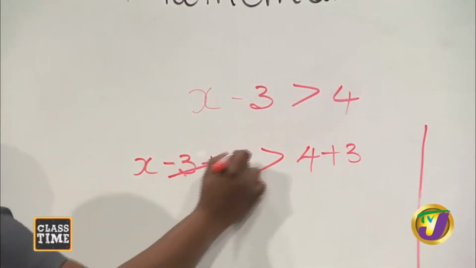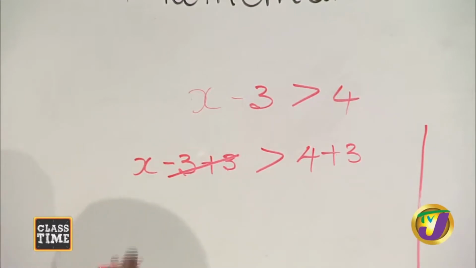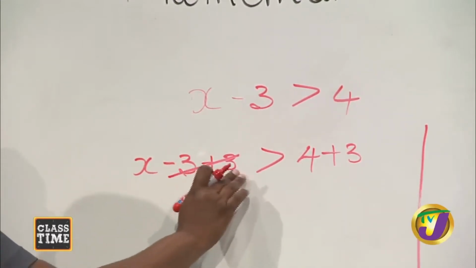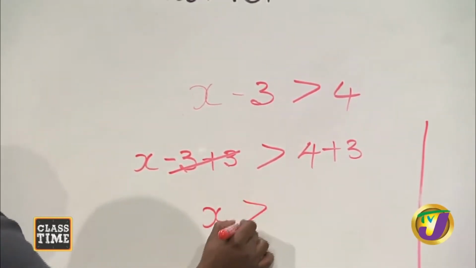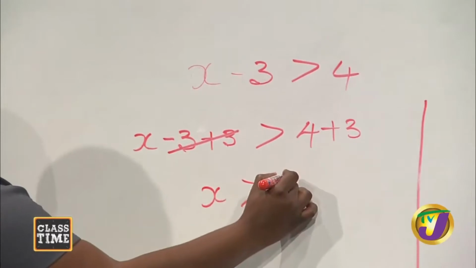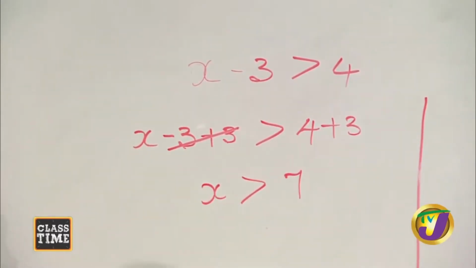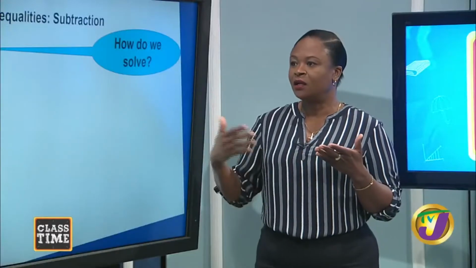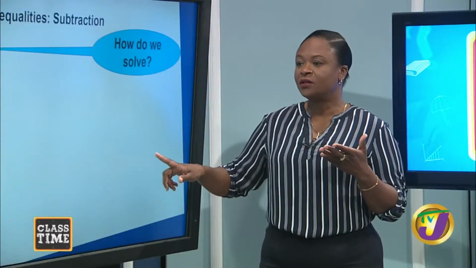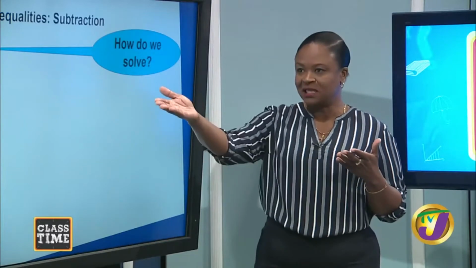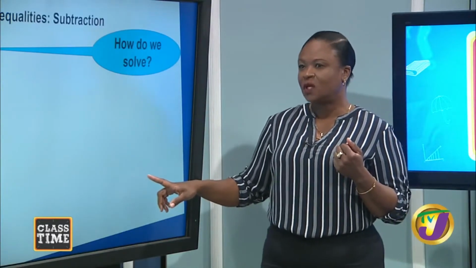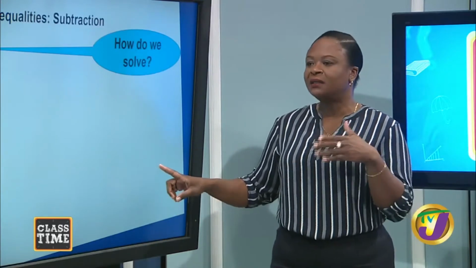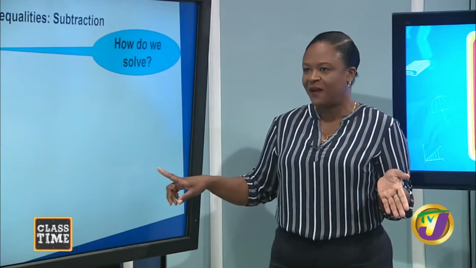So negative 3 plus 3 will give you a 0. We are left with x greater than 7. I can see the solution set coming out now. Any number that is greater than 7 would satisfy this inequality, and we could narrow it down to say any integer. So we are actually defining the set.